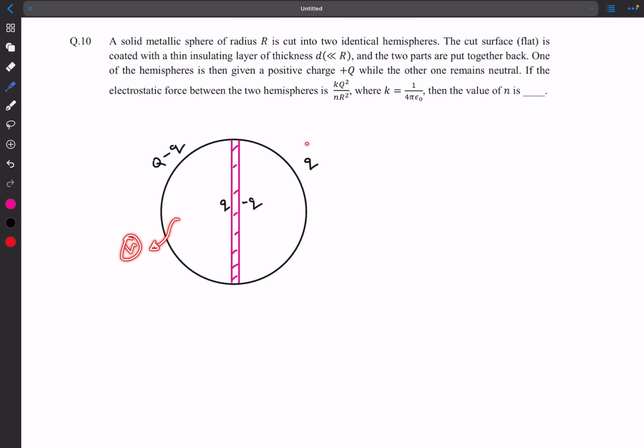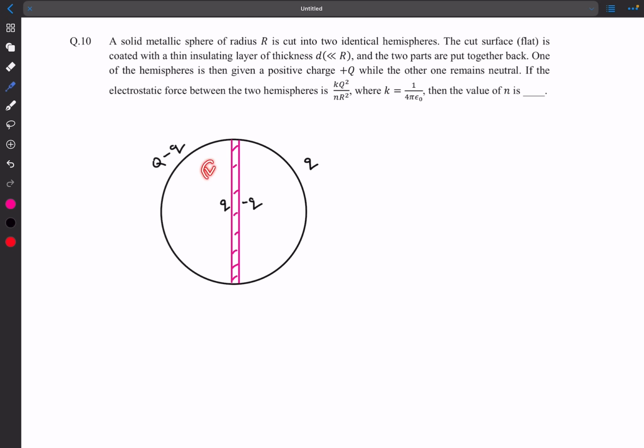Okay, so now for the second, let's say the left hemisphere is at some potential v. Then every point on the left hemisphere will be at the same potential, right? So there will be an electric field due to this capacitor in this insulating region, right? So that electric field is just going to be q by A epsilon naught, where A is pi r squared. But the thing is, the thickness d is extremely tiny. So the potential drop, that is q by A epsilon naught multiplied by d, is actually very tiny.